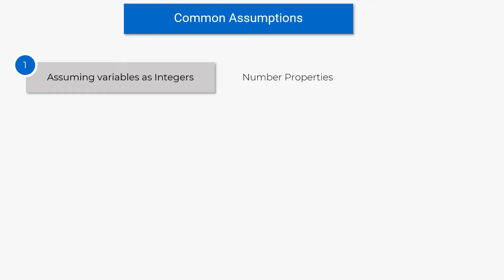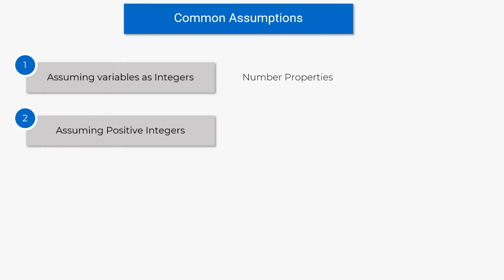Another common thing is to assume numbers as positive integers only and not consider what happens when they are negative. This is a fairly common problem when it comes to exponents and number properties related questions.